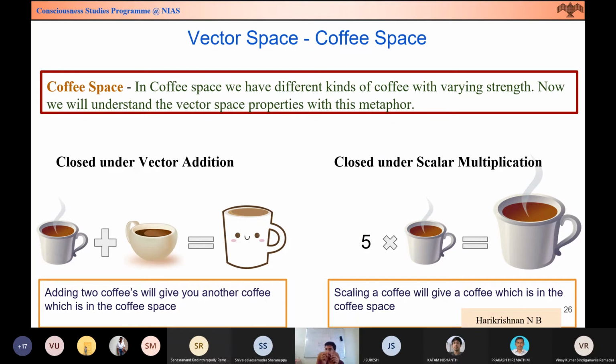So similarly, if I take an element of that vector space and scale it by a scalar, by a real number, I will again end up in that space. I will not go outside the space. So these two can be understood in terms of a coffee space: closed under vector addition, closed under scalar multiplication. Remember, this is just a metaphor, only for our understanding. Once we understand, we can throw away this metaphor.